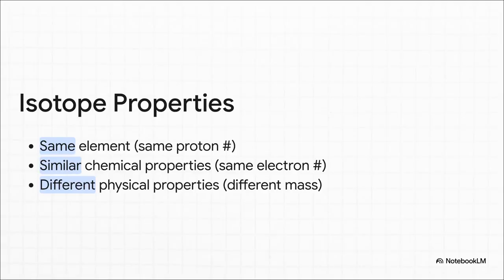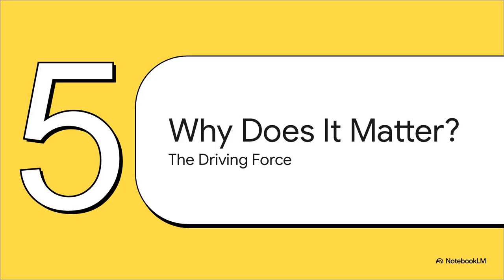So what does this actually mean for how they behave? Well, because they have the same number of protons, they also have the same number of electrons. And since electrons are what control chemical reactions, isotopes have almost identical chemical properties. But because they have different numbers of neutrons, they have different masses, and that changes their physical properties, like how heavy they are.